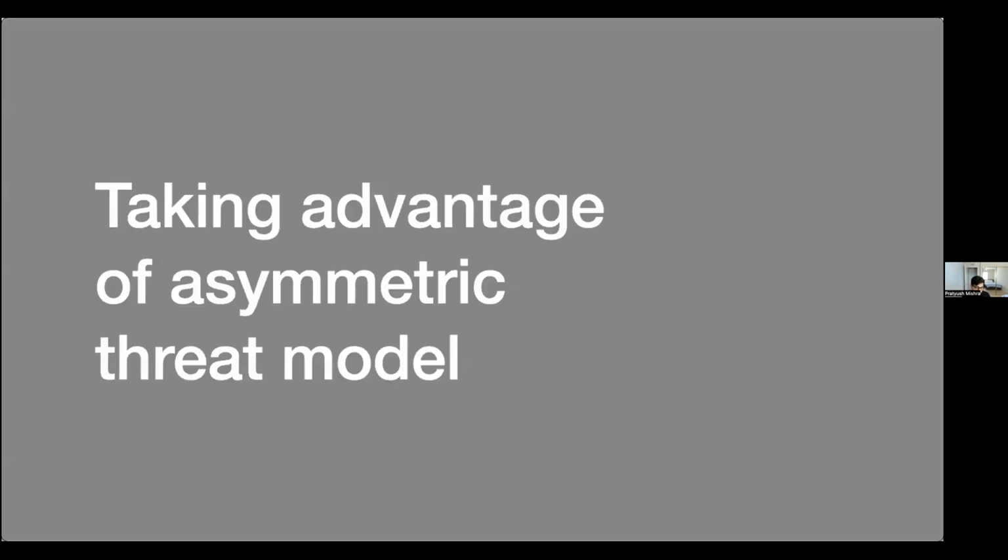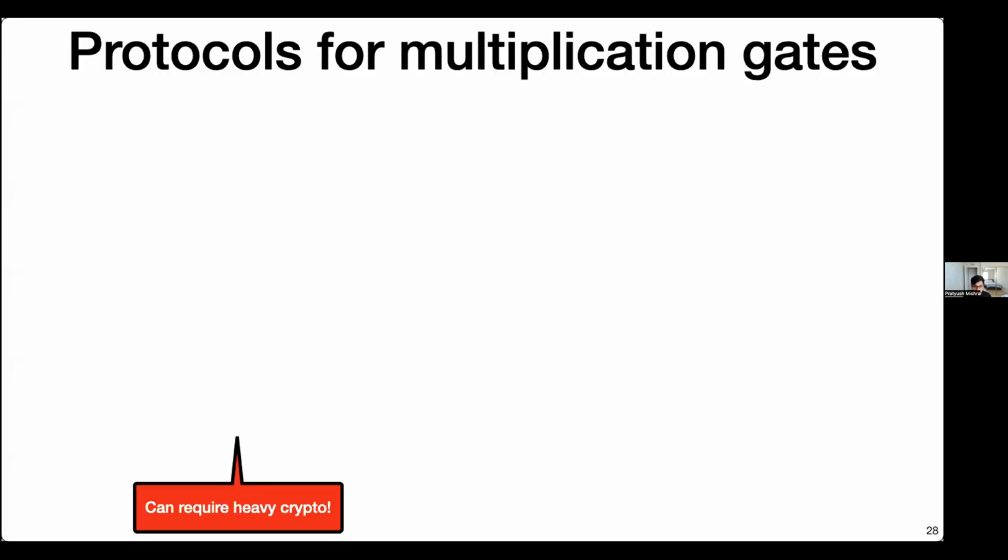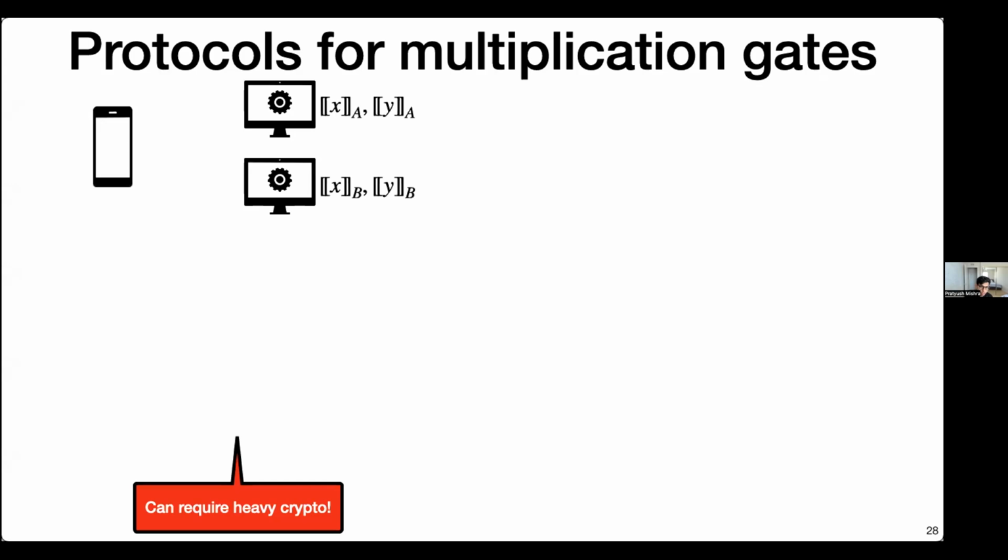So first we'll start by looking into how we can take advantage of this asymmetric threat model. Let's see how we can do this by trying to design more efficient protocols for multiplication gates.